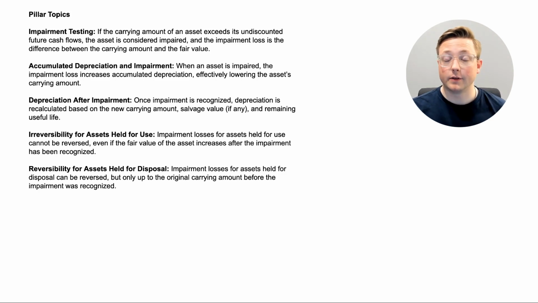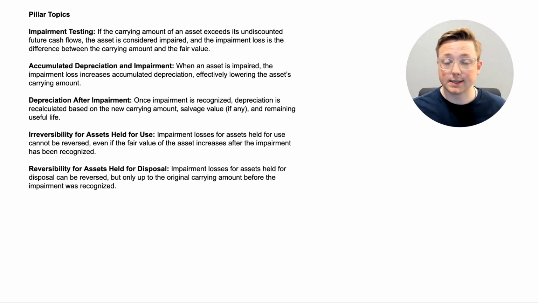And as far as figuring out the depreciation after impairment, once impairment is recognized, depreciation is recalculated based on the new carrying amount, salvage value, if there's any difference in salvage value, and also the remaining useful life. So whatever the remaining useful life is, whether that changed or not, you figure out the new depreciation going forward after the impairment loss.